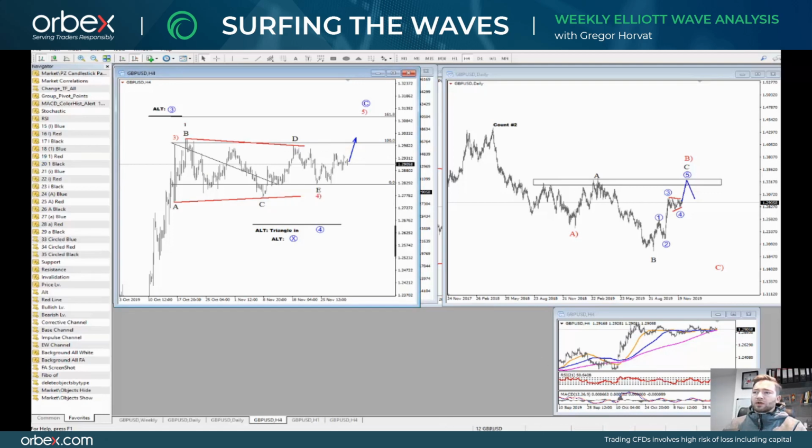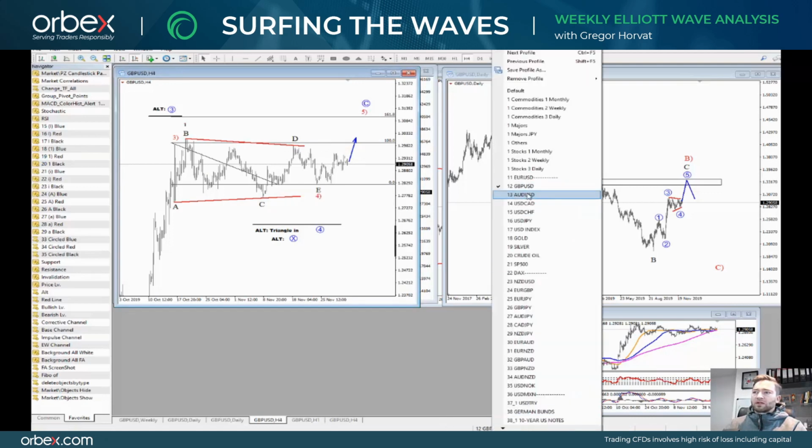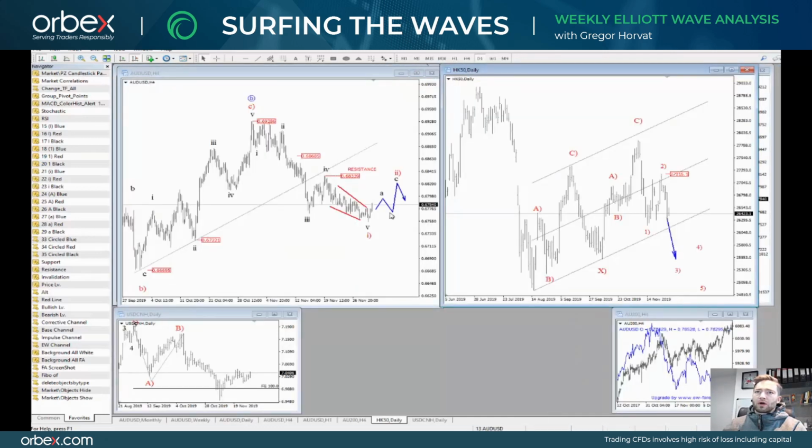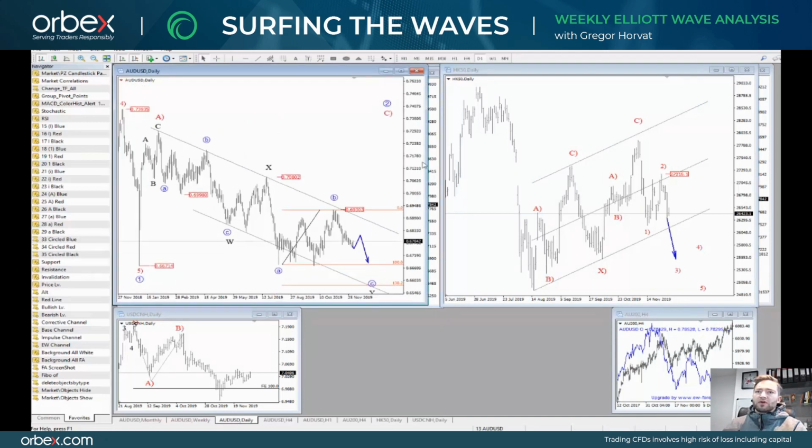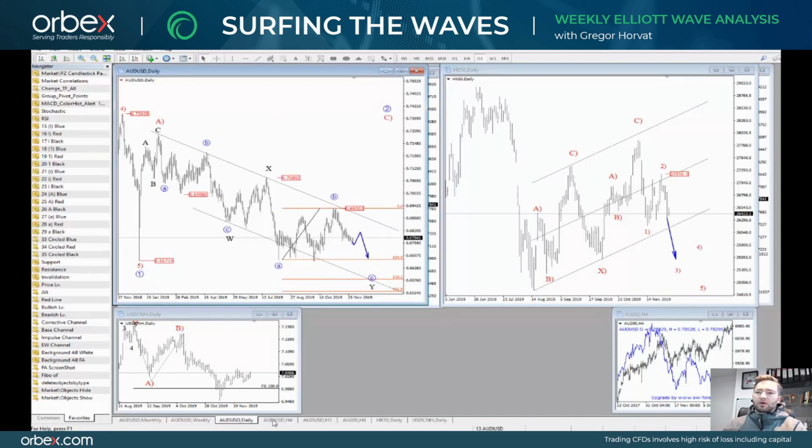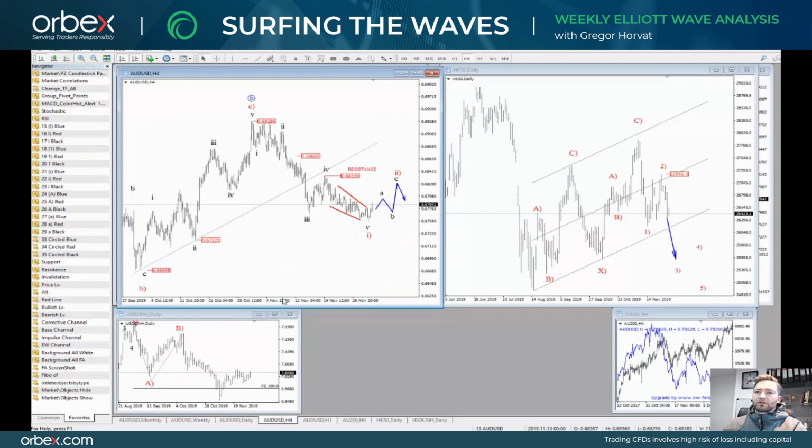And now also let's take a look at the next market, which will be Aussie dollar. Now Aussie dollar is making some very nice reversal. I will have to go to the 4-hour chart, a reversal to the downside.